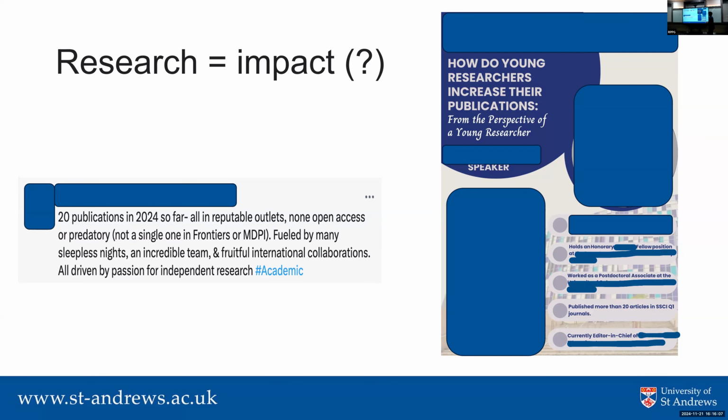Very productive, right? And then if you look at this poster there, the person is giving a talk on publications, and the way that they were introduced: they hold honorary positions at universities, they're a postdoctoral associate, they publish more than 20 articles in SSCI Q1 journals, and they're editor-in-chief. So these are what people would think of when they think about research impact. Quantity of publications, for example, prestige of the journals that they publish in, but does that automatically translate into impact to the real world?